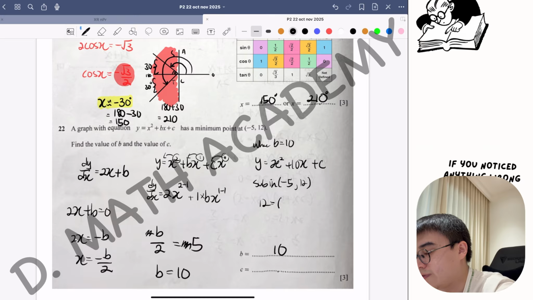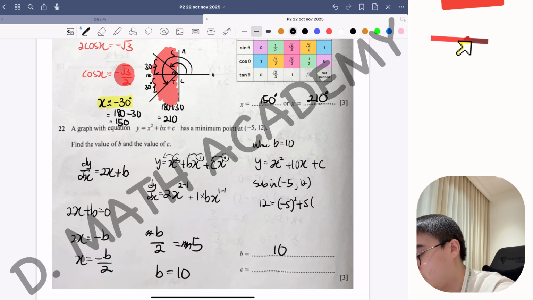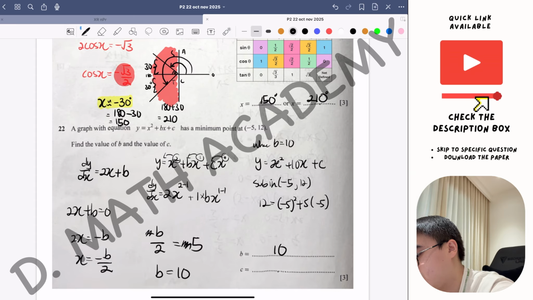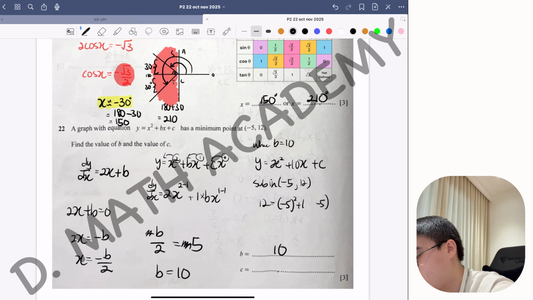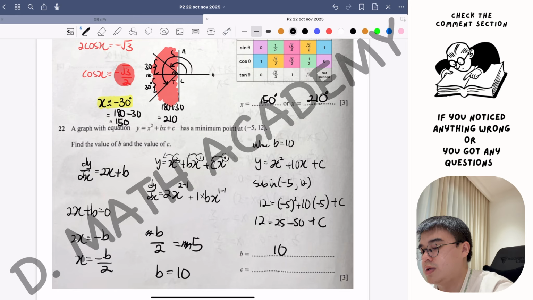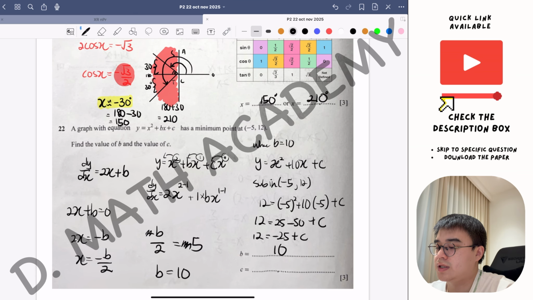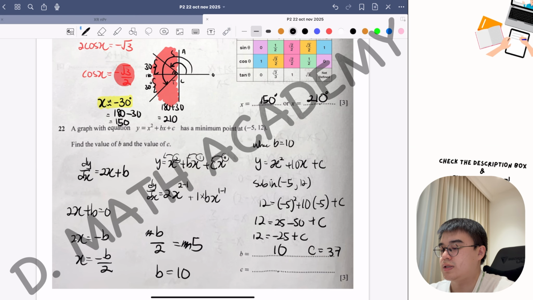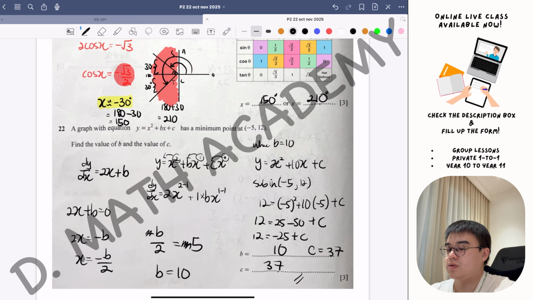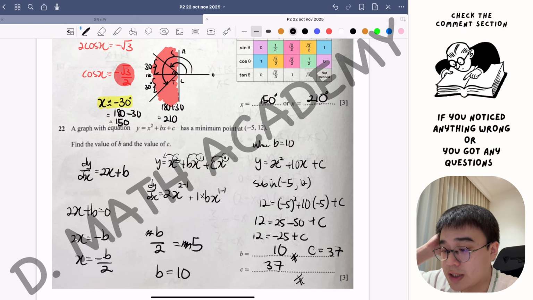12 equals negative 5 squared plus 50 plus c. So work it out. The answer will be 12 equals negative 25 plus c. Shift it to the other side, c will be 37. So this is how you secure the b and c calculation.